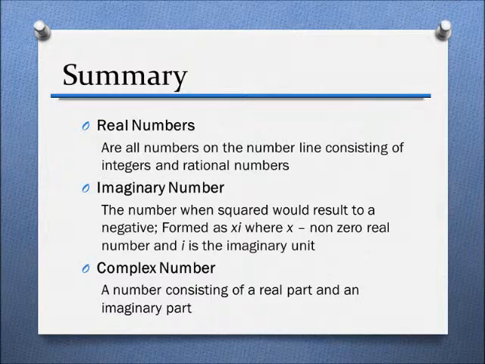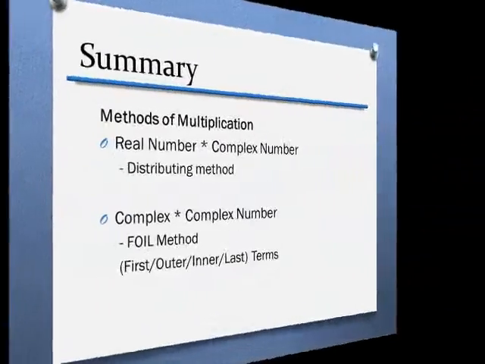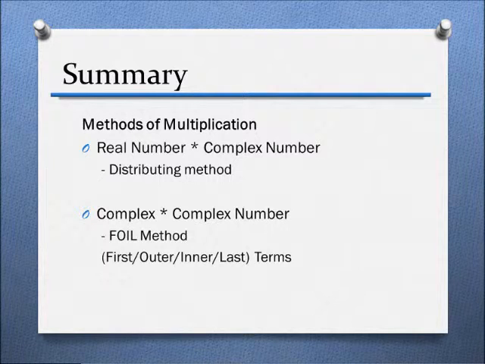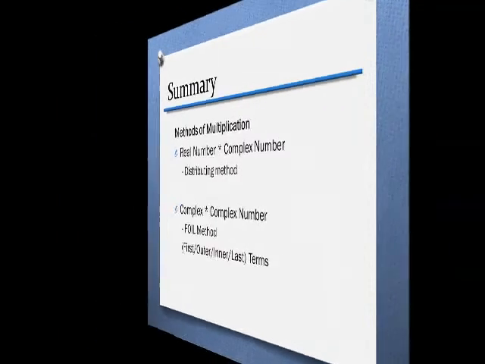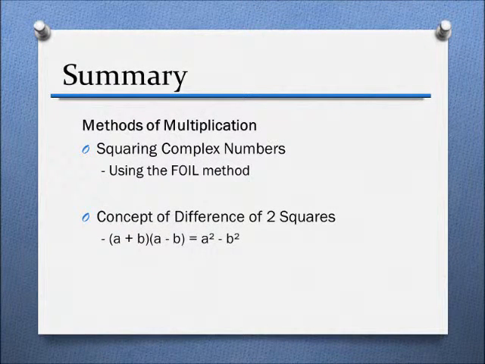So in this video, you've also learned about the methods of multiplication. Real number times complex number using the distributing method, and complex number times complex number using the FOIL method: first, outer, inner, last terms. We've also learned how to square complex numbers, again using the FOIL method, and the concept of the difference of two squares. (a + b)(a - b) is equivalent to a squared minus b squared.